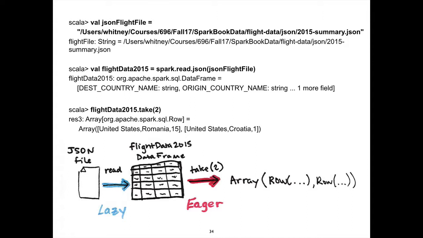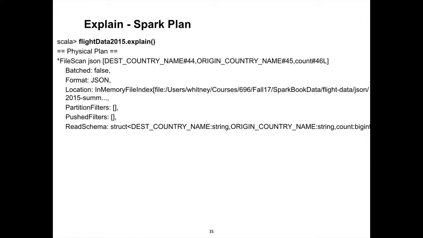And again, everything is lazy until you call an action, right? So the file is not read until you say take two. When we call take two, the file is read, right? And then we can take it. There is a function called explain, and that gives you the plan, right? It shows you what's going on. If you just say explain, it gives you just the physical plan. If it's explain with true, you get all four plans.